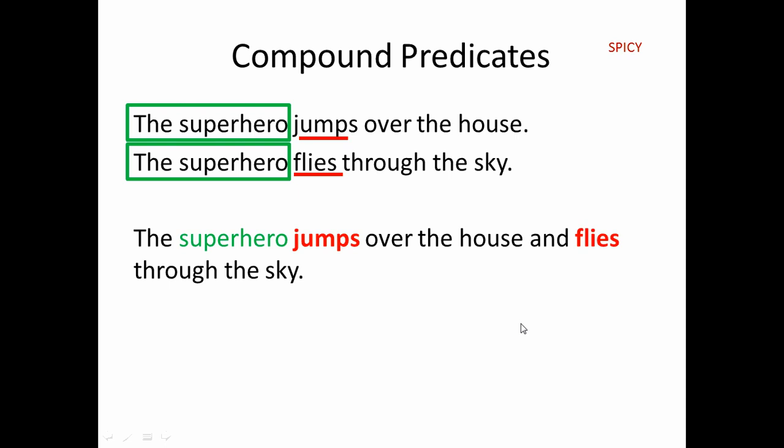Here's the last one. We're going to try spicy. The superhero jumps over the house. The superhero flies through the sky. This has the same subject, the superhero, and he does two things. First, he jumps over the house, and then he flies through the sky. So your combined sentence would be, The superhero jumps over the house and flies through the sky.